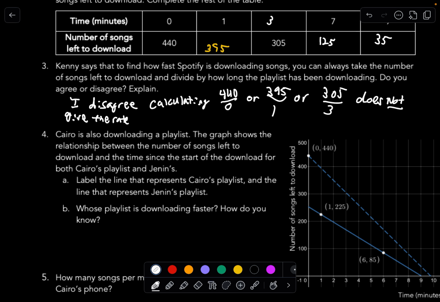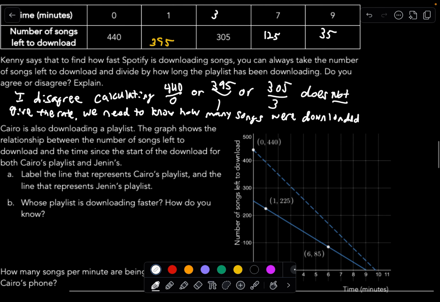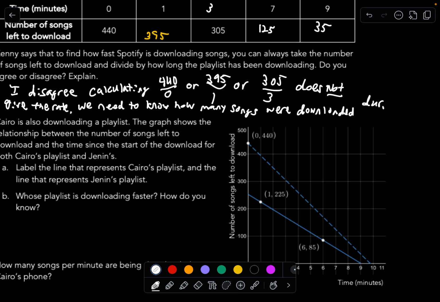The rate. We need to know how many songs were downloaded during a given time period, given time interval. Okay.